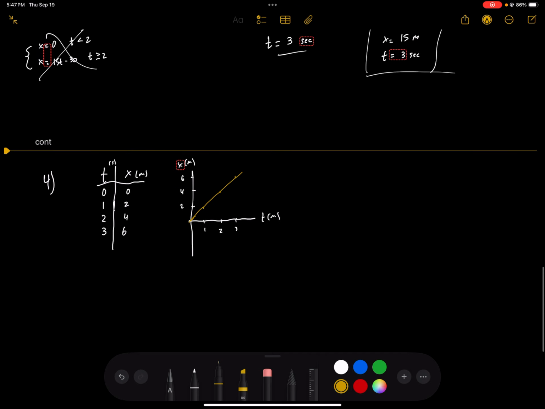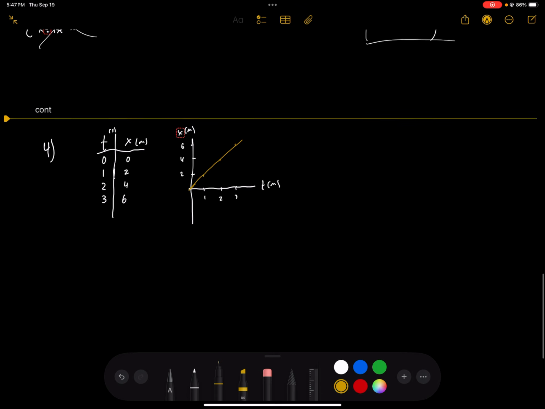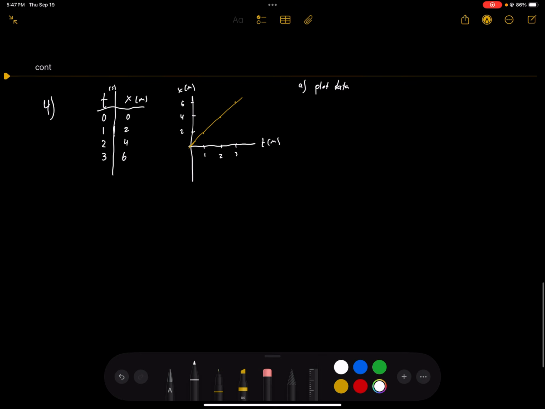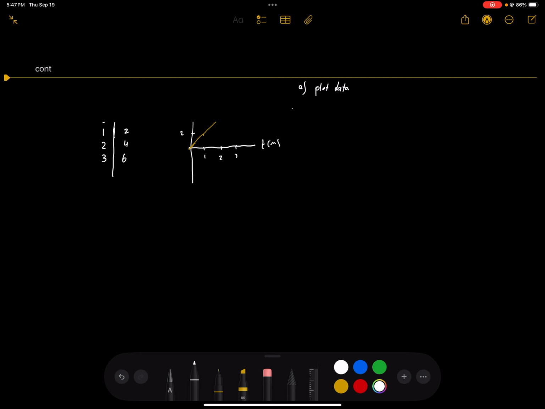Okay, so now let's say, so this would be one part, like plot the data. All right, so part A, plot data. All right, so I know you know how to make a graph, plot the data, draw a line, a best fit. All right, so there you go, that's A. We plotted the data. All right, another question we could ask. What's the average velocity?